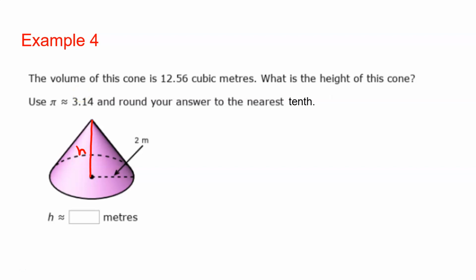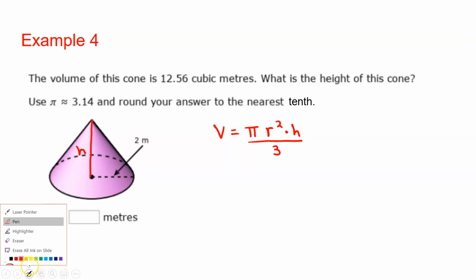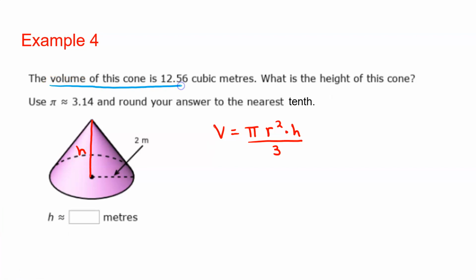So if you're trying to find the height, you're still going to use the formula. You're still going to use the volume for a cone. Volume is equal to pi r squared times height, all of that divided by 3. Okay, well, let's fill in what we know. My volume here, I actually know. They give it to us at the very beginning. The volume of this cone is 12.56 cubic meters. So we're going to put 12.56 for volume, and then we set it equal to, bring down our pi.